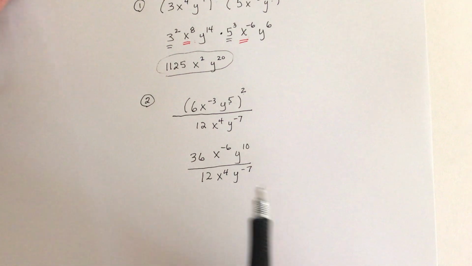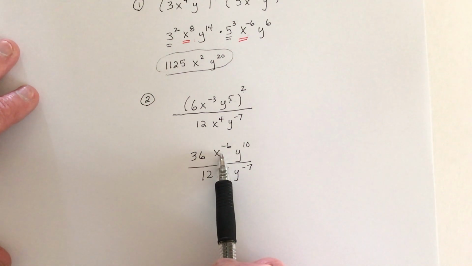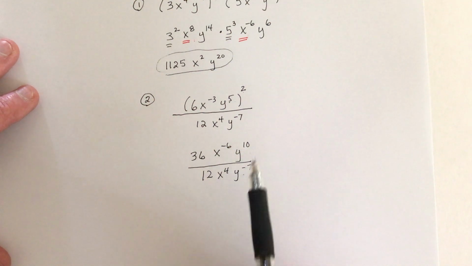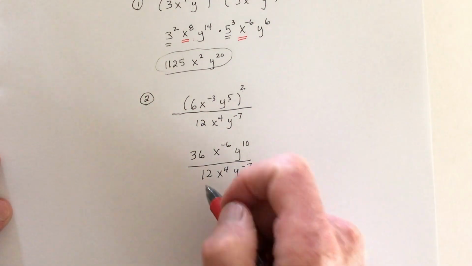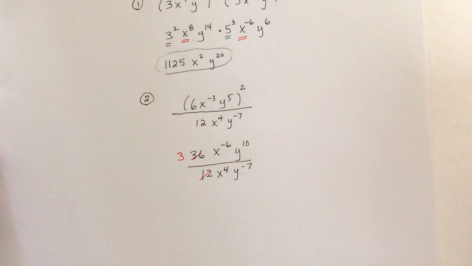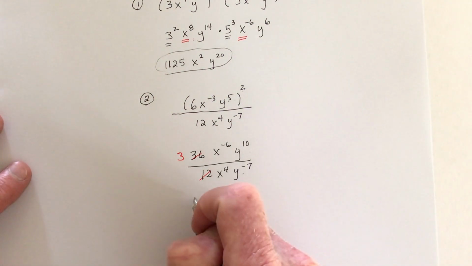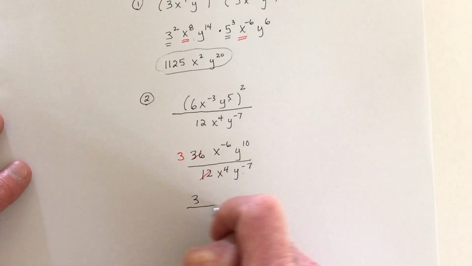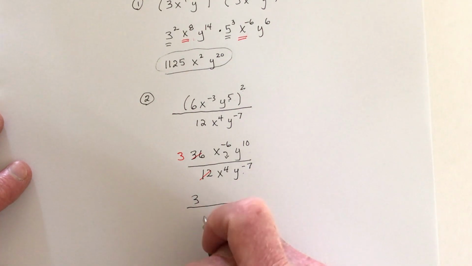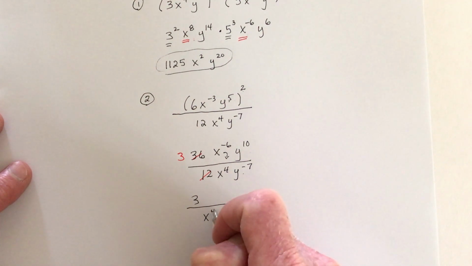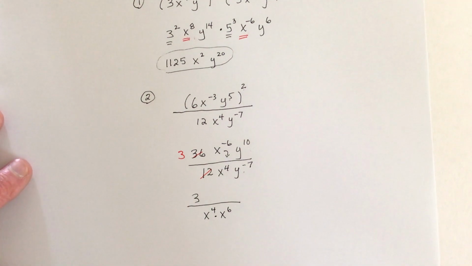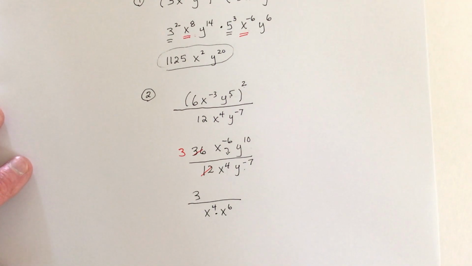So that means that this x to the 6th could be moved to the bottom, and this y to the 7 could be moved to the top. Also, I know that 12 will divide into 36 3 times, so that's going to be part of the answer. So the 3 is on top, and then I'm going to move this x to the 6th to the bottom, so that means I've got x to the 4, and then his friend joins him with x to the 6th, so putting the x's together.